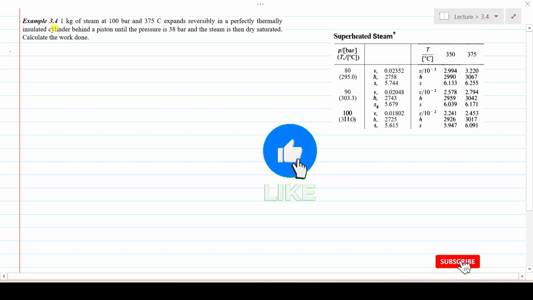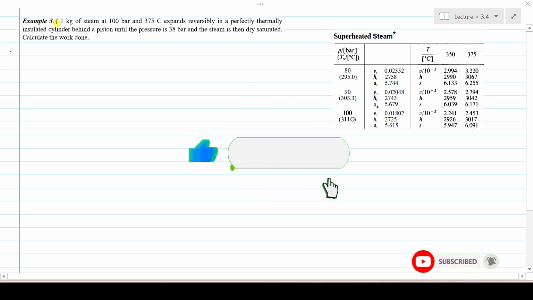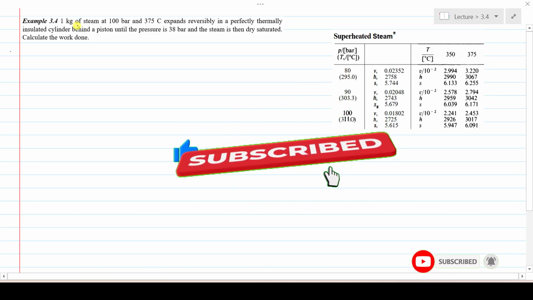Hi everyone, in this video we solve example 3.4 from the book Applied Thermodynamics, McConkey and Eastop. Here is the statement of example 4 from chapter 3.